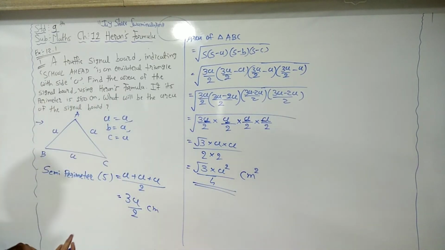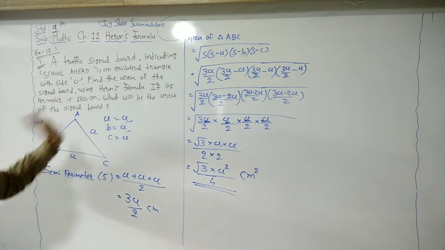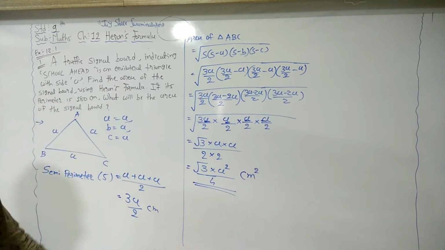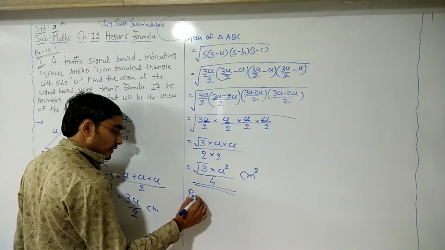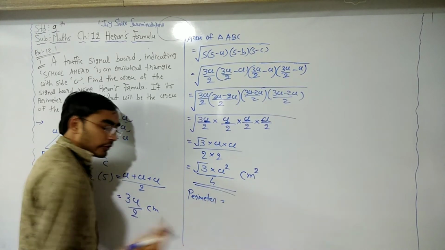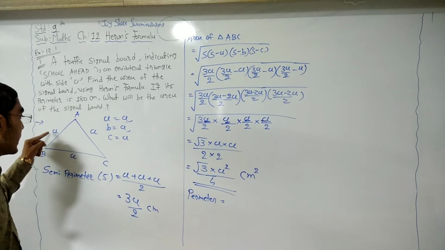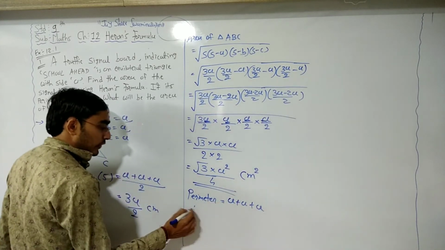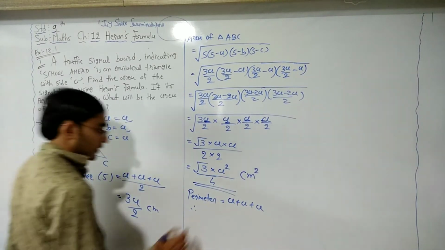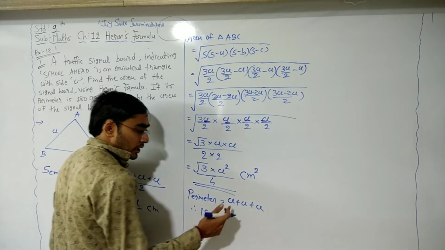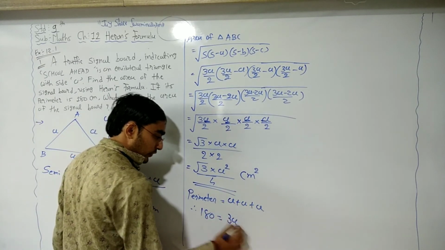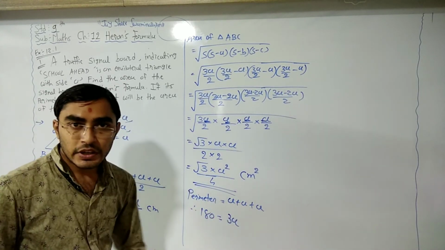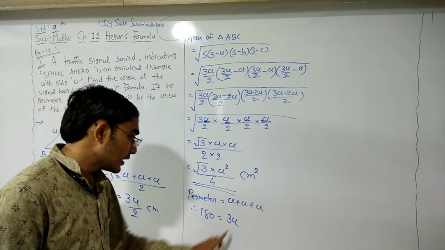Okay, now second thing: if its perimeter is 180 centimeter, what will be the area of the signal board? So here perimeter is given. Perimeter is equal to the sum of all the sides, a plus a plus a. Now perimeter is given to you, 180. So here 180 is equal to, now a plus a plus a, it is 3a, right?